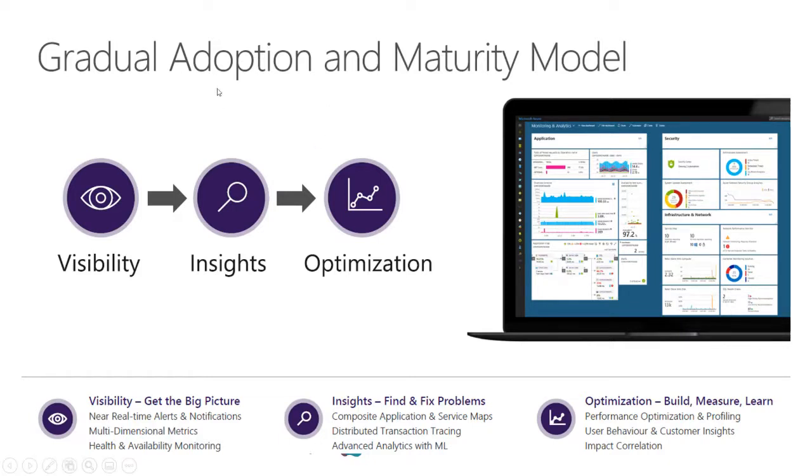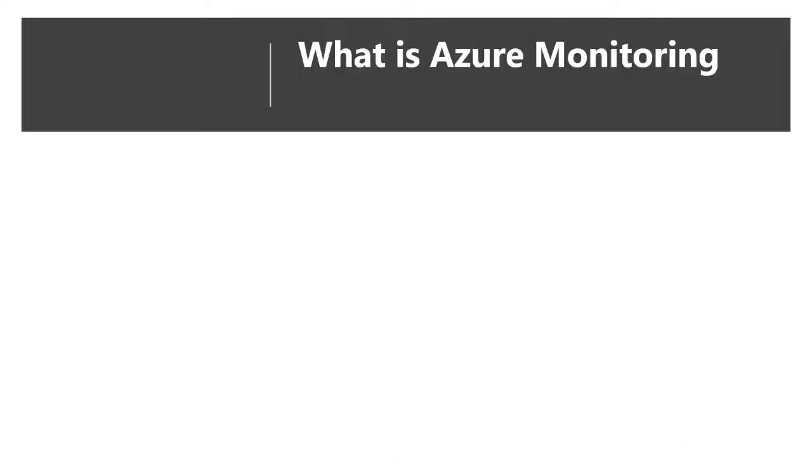As you can see, we usually follow a gradual adoption and maturity model, and Azure monitoring gives big visibility into your existing on-premise and online environments and applications. Then it also gives a big picture and helps us find insight into your application so that you can find and fix problems. And once you have visibility and insight, there is always an option for optimization, where we can optimize existing resources. So what is Azure monitoring?